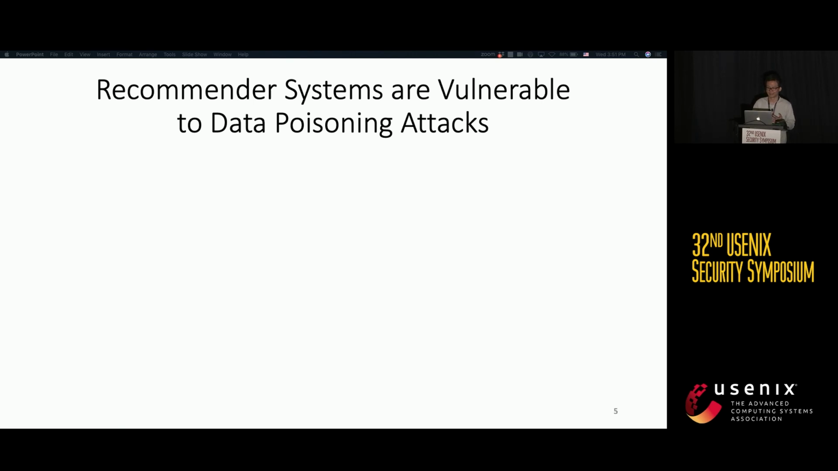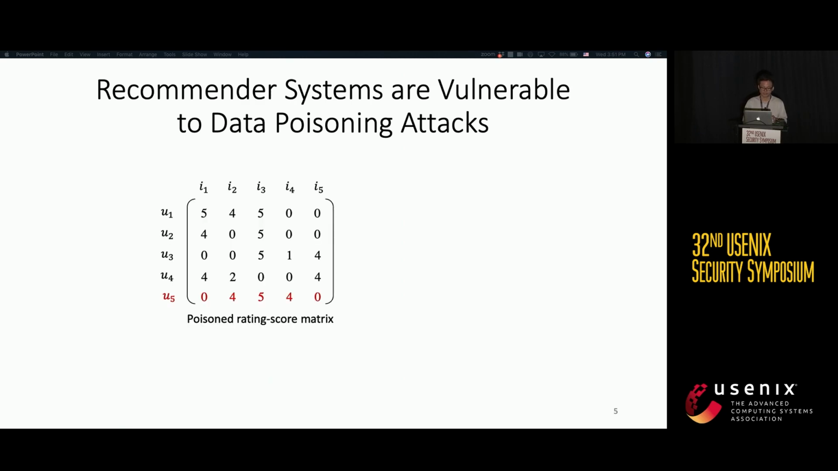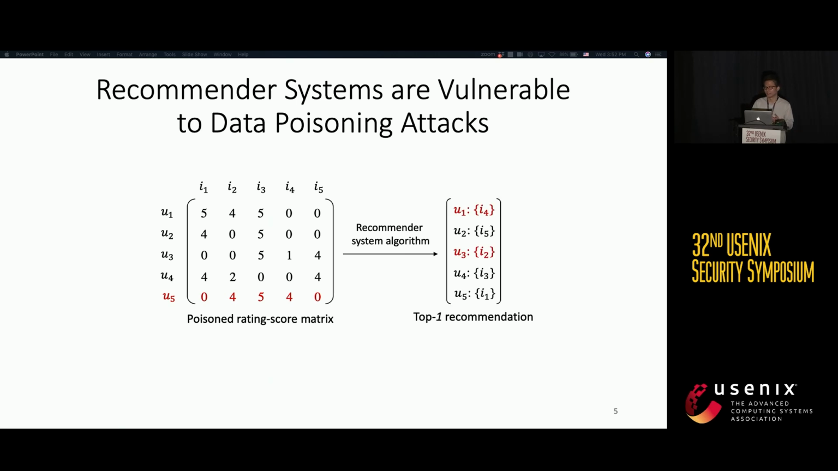Next, I will use an example to illustrate data poisoning attacks to recommender systems. This is a poisoned rating score matrix. U5 is a fake user, and the rating scores with red color are given by U5 to the items. When we use a recommender system algorithm to build a recommender system upon this poisoned rating score matrix, the recommended items for non-fake users or benign users are affected by the fake user. So in this example, the recommended items for U1 and U3 are affected by the fake user U5.